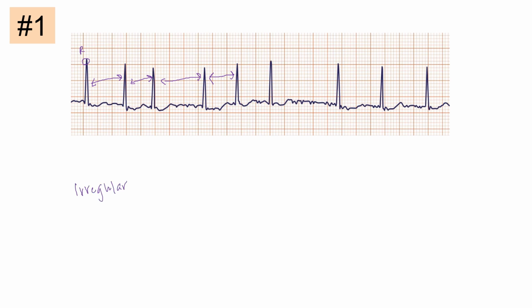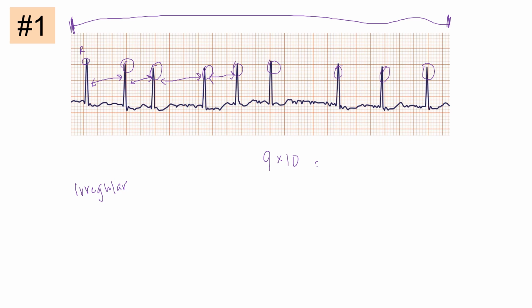Now let's count the rate. We're going to count the R's. Here's 1, 2, 3, 4, 5, 6, 7, 8, 9. So we have 9 R's, and we're going to multiply it by 10 because we're going to assume all of our strips here are 6-second strips. We're looking at 6 seconds, and we multiply that by 10 to reach our 1 minute calculation. So the heart rate for this is going to be 90 beats per minute. So this is irregular, 90 beats per minute.